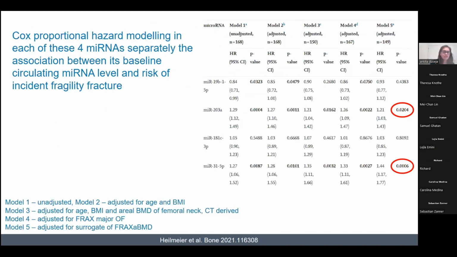They then took these 4 microRNAs individually and tested them via Cox proportional hazard modeling separately, and they looked for the association between the baseline circulating levels of the microRNAs and the risk of an incident fracture occurring. In the unadjusted Cox proportional hazard models, circulating levels of microRNA 203A and 315P were significantly associated with a higher risk of incident fragility fractures. With further models that were used for the study, these two microRNAs, 203A and 315P, remained consistently significant.